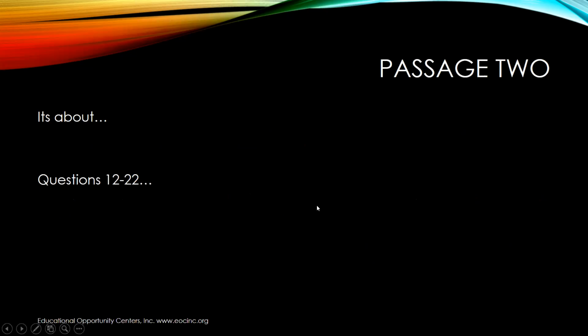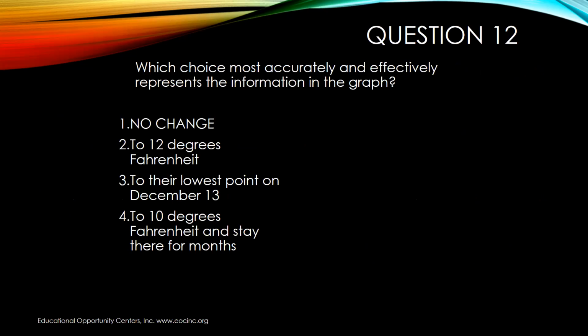So now passage 2 is about Greenland. And I really want to go to Greenland. I'm more like Iceland. But reading this, I found this really interesting because it's something that I want to go to. So hopefully if you weren't interested in it, at least you told yourself you were interested. So let's look at question number 12. Which choice most accurately and effectively represents the information in the graph? So this is where SAT is looking to see how you interpret graphs.